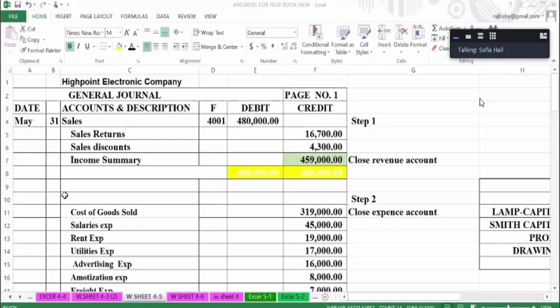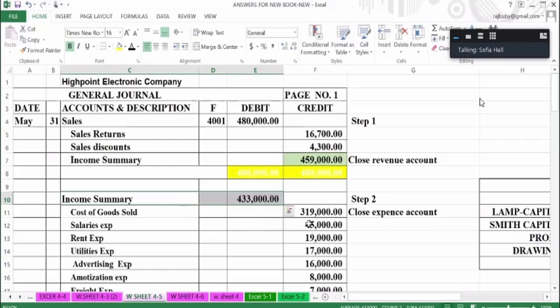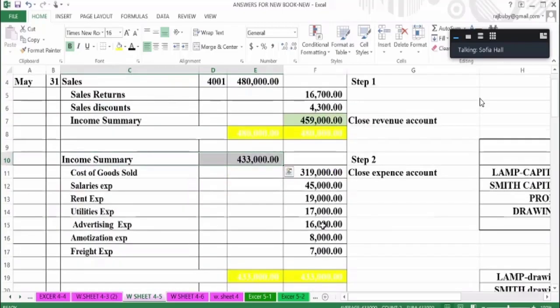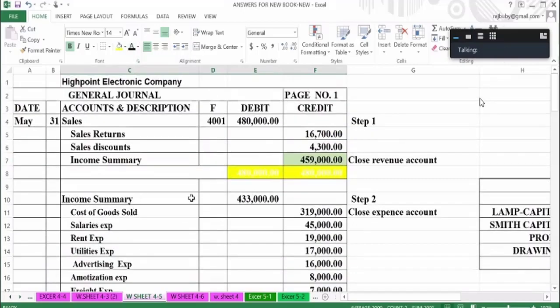in the income summary account in the debit side, because we are closing all the expense accounts. If you have anything in the credit side, you have to have something in the debit side. That one is going to be the income summary account. In the income summary account, now we have 433,000 in the debit, and here in the income summary account 459,000. Then that is the second step.